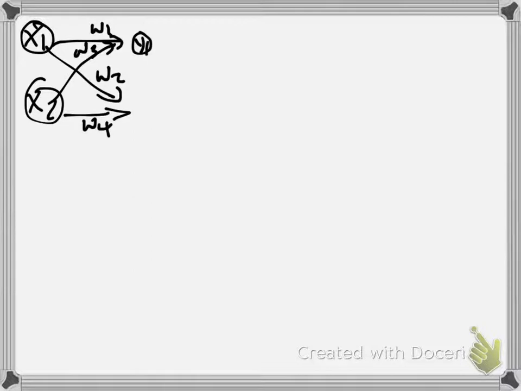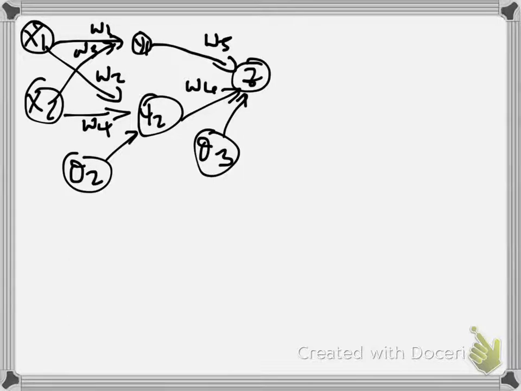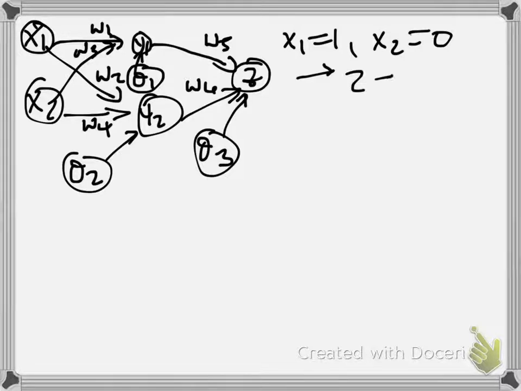So, X1 and X2 feed into Y1 and Y2, and those feed into Z. Z gets a bias theta 3, Z2 gets a bias theta 2, and Y1 gets a bias theta 1. All right, and what do we want? We want that X1 equals 1 and X2 equals 0.